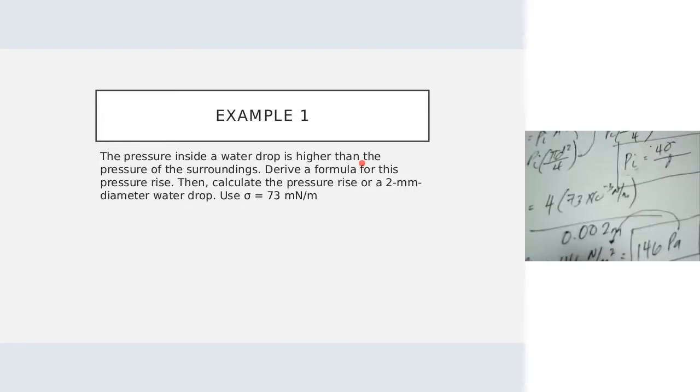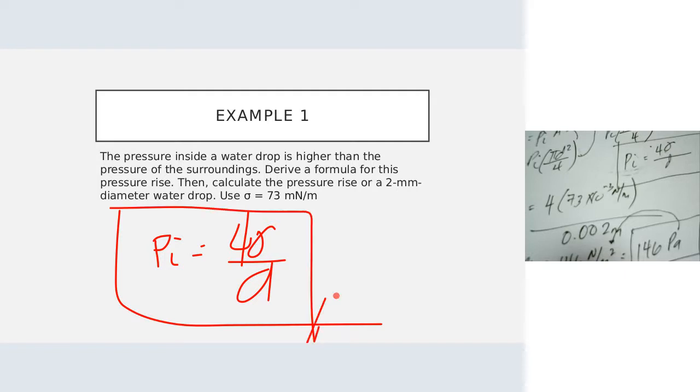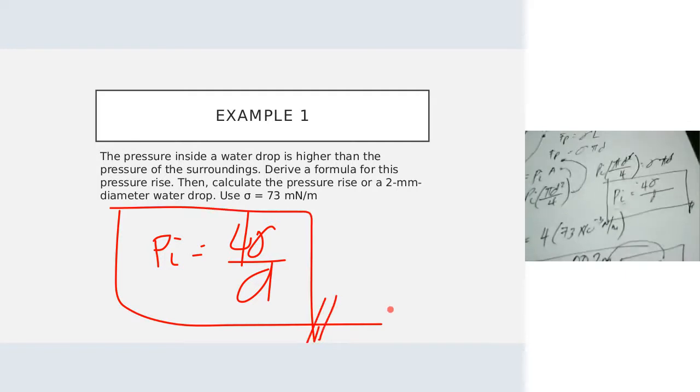Sir, is this always our equation? P sub I equals 4 times sigma over D? Yes, this is our equation. We just derived it here.